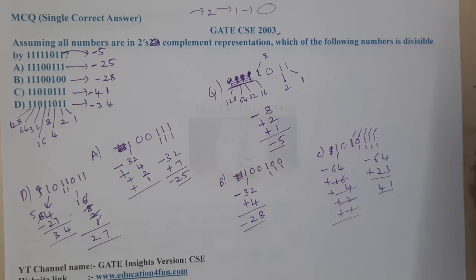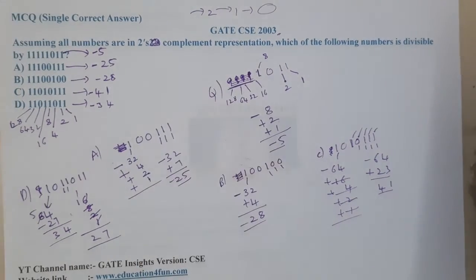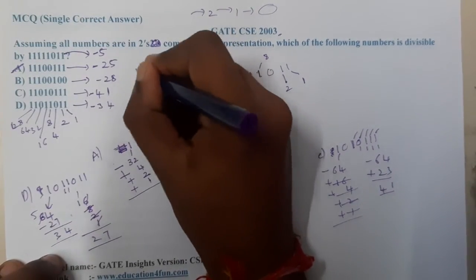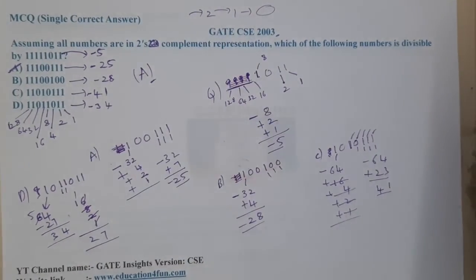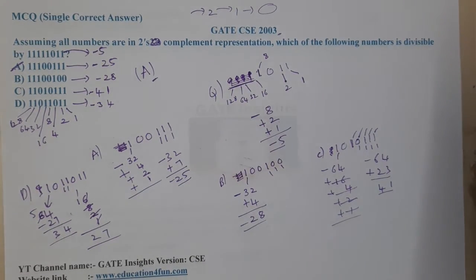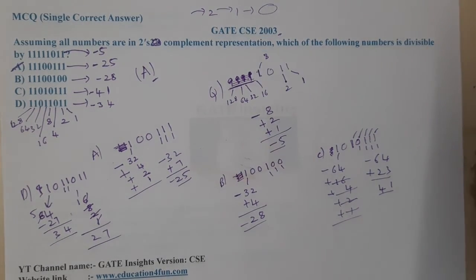The question is, which of the following is divisible by minus 5? Among these, which is divisible by minus 5, guys? Only option A is divisible. With that simple understanding, you can say option A is the correct answer. Once I solved option A, I understood that A would be correct, but I wanted to solve it completely. Now you can say 100% that option A is correct.